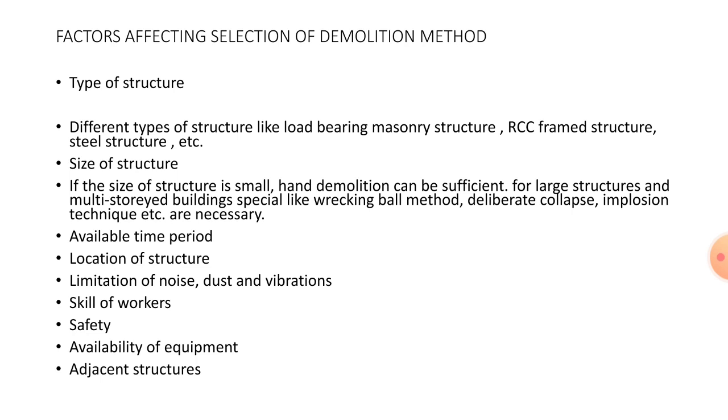Skills of worker, what sort of worker is needed while demolishing the structure, that should be known. And safety is also an affecting factor. Safety is the main factor because the persons are important for us. Availability of equipment and adjacent structures, these are the factors that are affected.